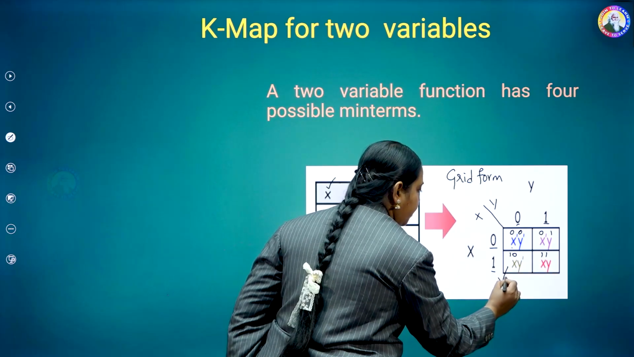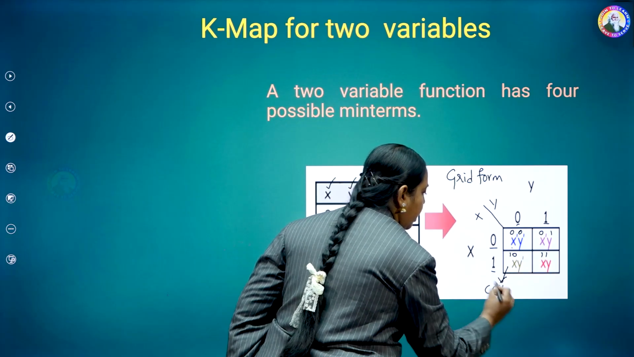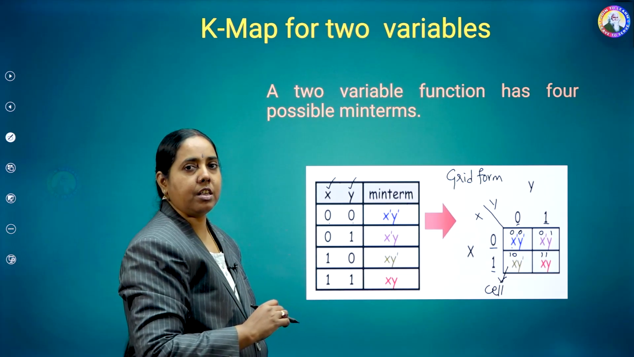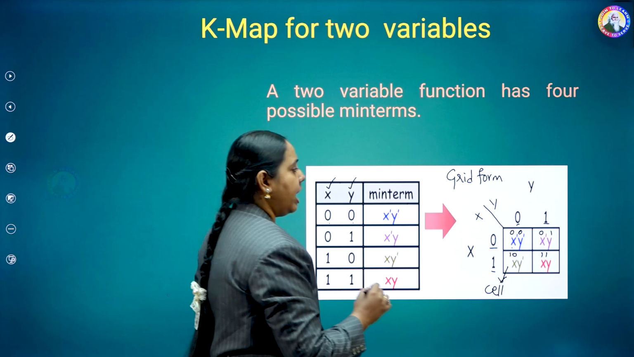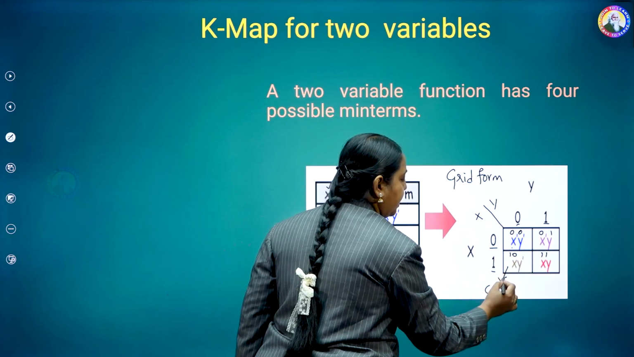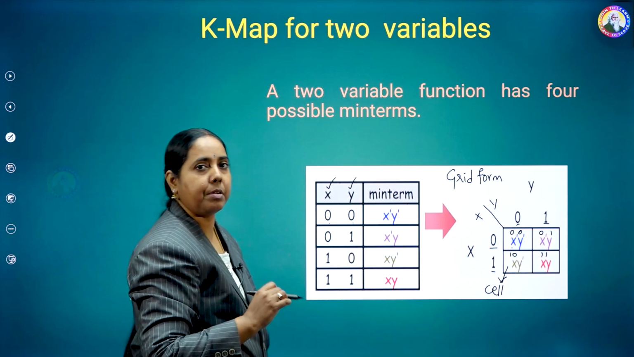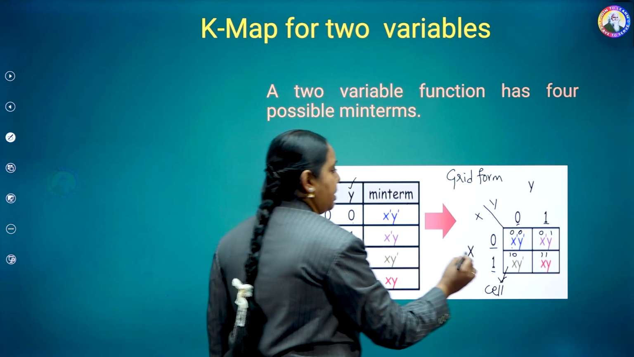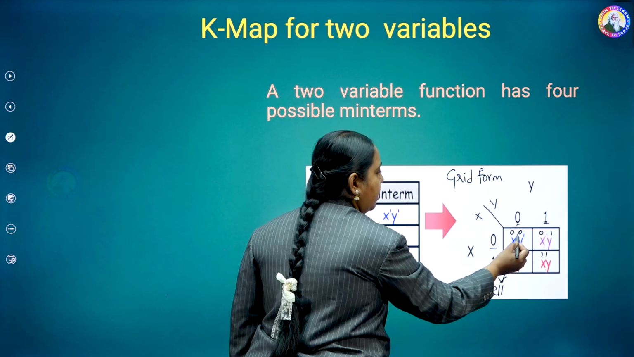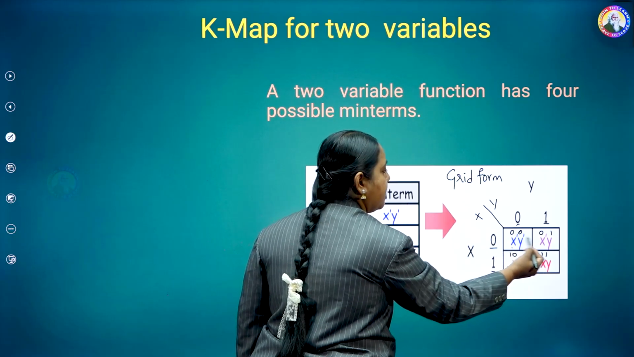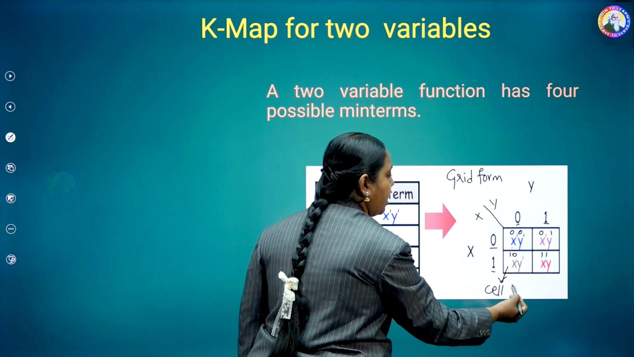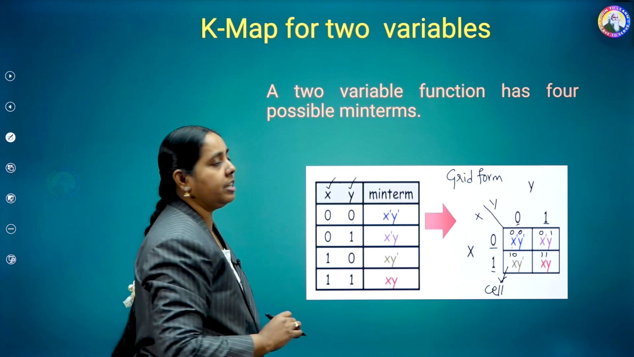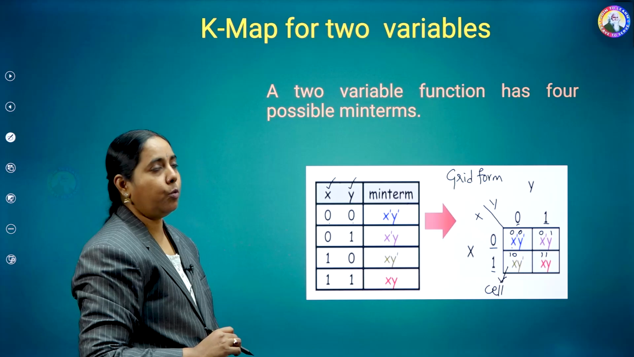Each square will be called a cell. So in the grid form, it is a square representation, and each square in that form can be called a cell. Each cell comprises only one bit of information, meaning one combination. Like this 0, 0 is one combination, 0, 1 another combination, 1, 0 another combination and 1, 1 the other combination. So this is the representation of K-map for 2 variables.